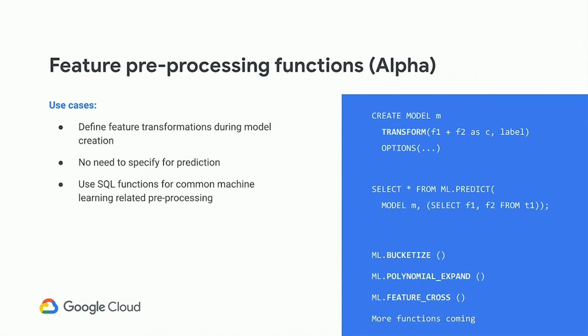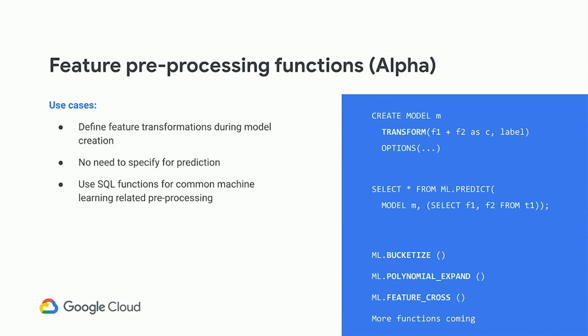Last but not the least, we have added support for pre-processing functions in SQL. So we have added this transform option through which you can now define all your pre-processing during model creation. And during prediction, you do not need to remember them. As long as you select the same columns, we are going to apply the transformations automatically.